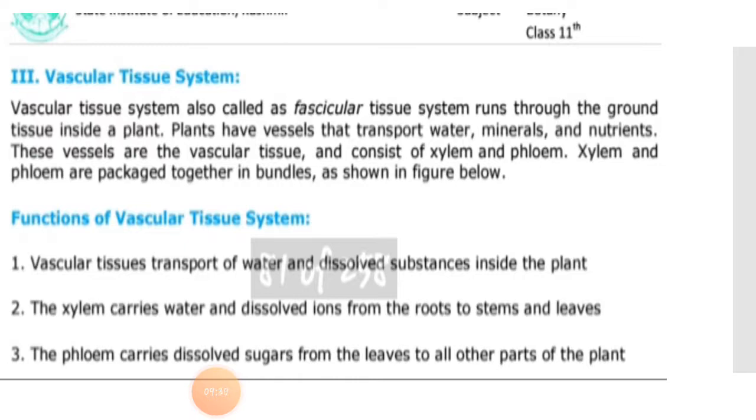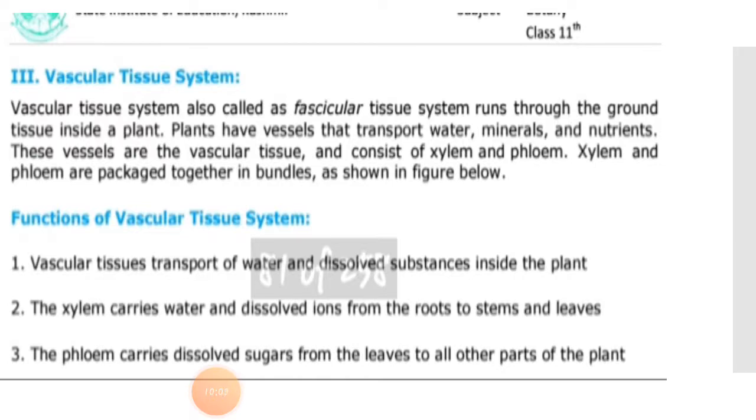The phloem carries dissolved sugars from the leaves to all other parts of the plant. The function of phloem is to carry dissolved sugars from the leaves to every part of the plant. The phloem plays an important role in this, and it delivers to every place. Because of these things, the plant grows.